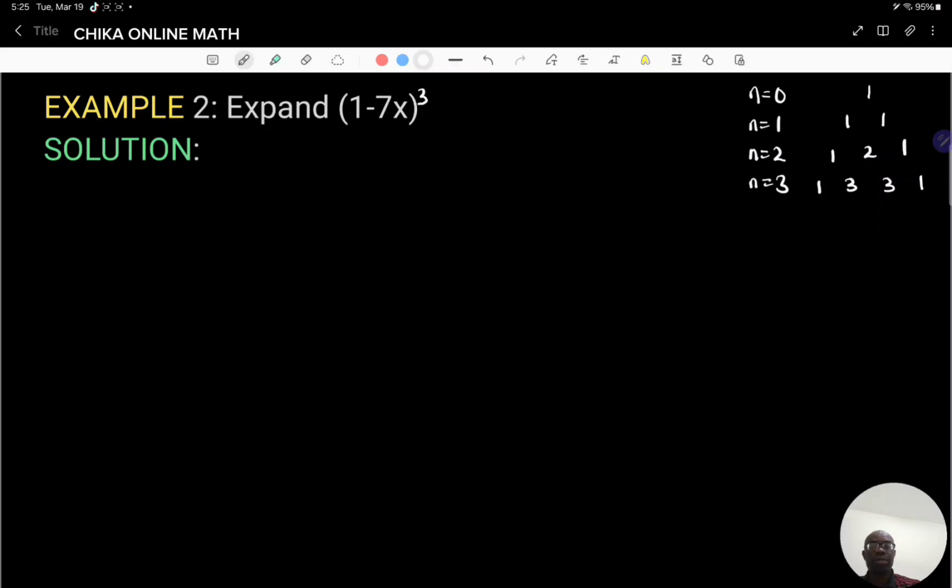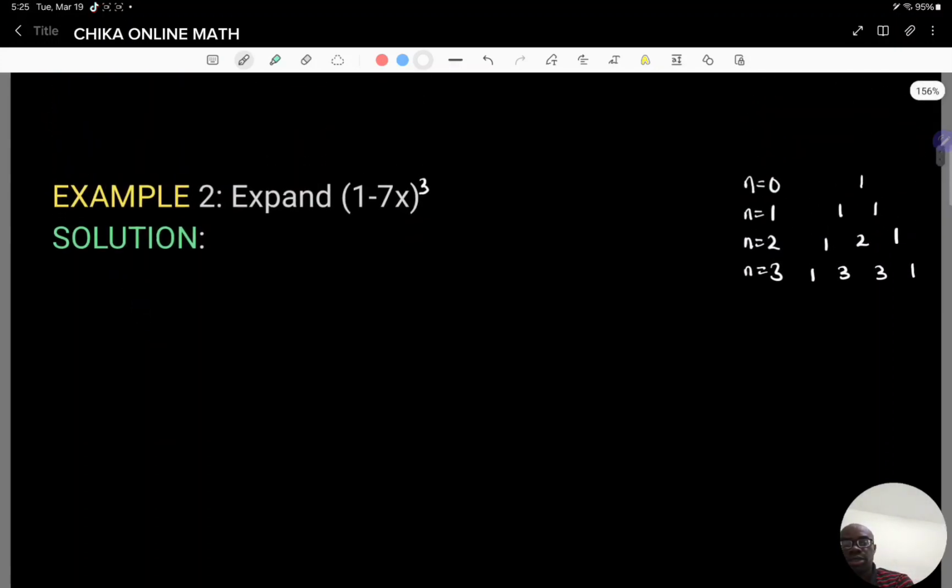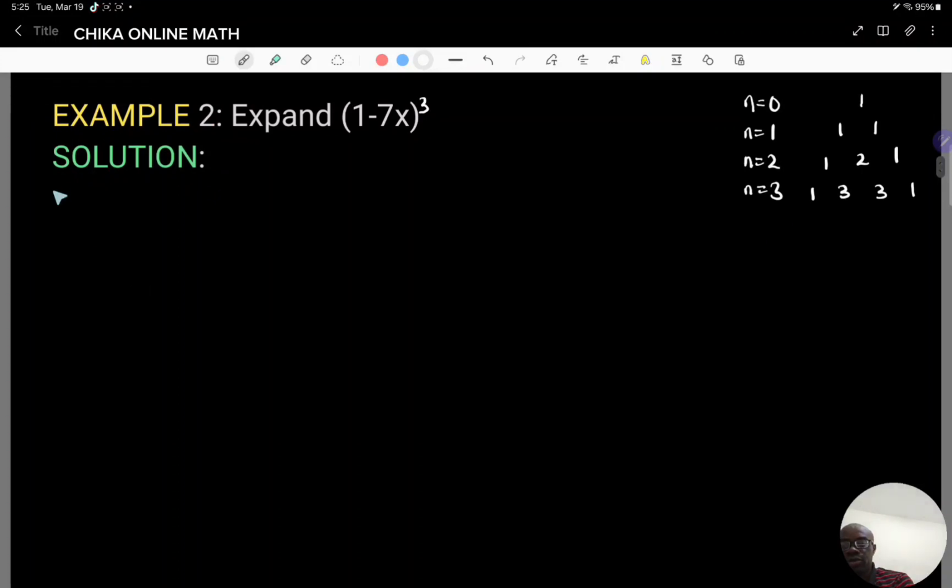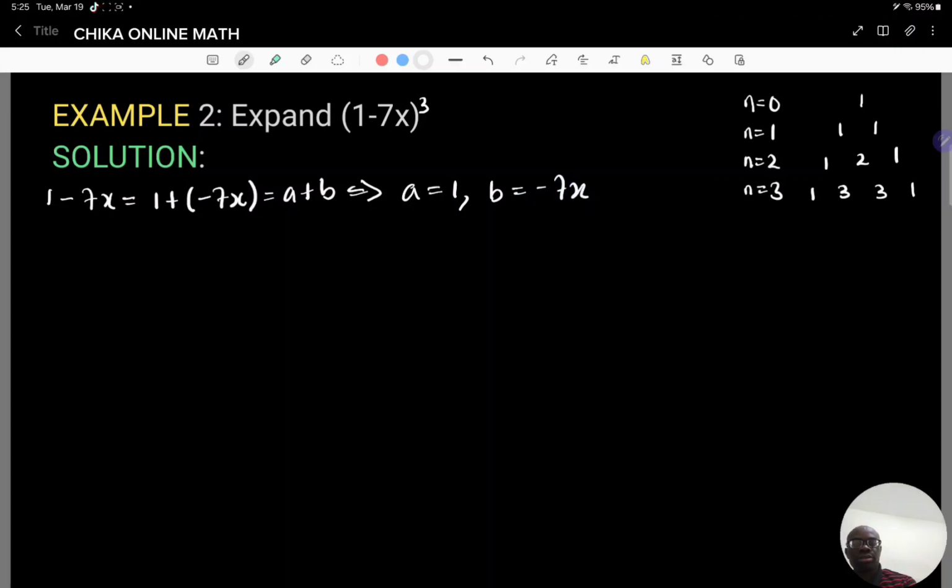Okay, in our example 2, we are to expand (1 minus 7x) all raised to the power 3. See, we are given 1 minus 7x. This is the same thing as 1 plus minus 7x, because plus minus is minus. So what this means is that if we call this a plus b, then our a is 1 and our b is minus 7x.